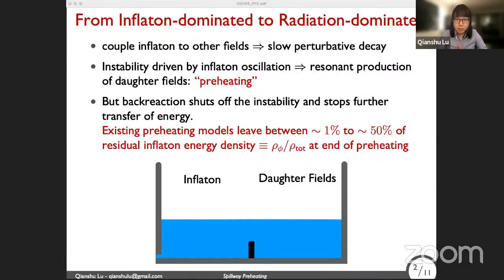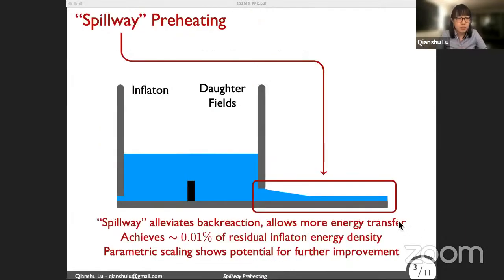Now, our spillway preheating mechanism is based on the observation that if there exists a spillway in the system, as shown here, that can be used to get rid of the excess energy density in the daughter fields, this will alleviate back reaction on the system and allow more energy density to be transferred out of the inflaton. Of course, this is a very simple cartoon picture that I'm showing you here. So for the rest of my talk, I will be showing you actual models, actual field contents and interactions, and giving you results from concrete numerical simulations.